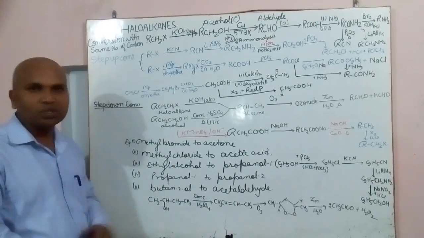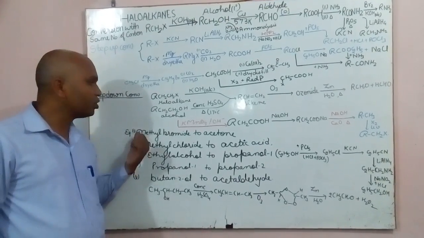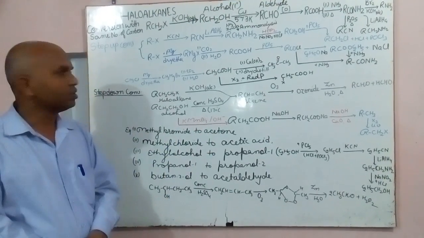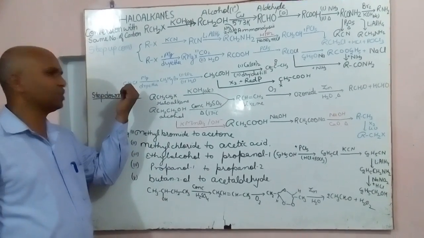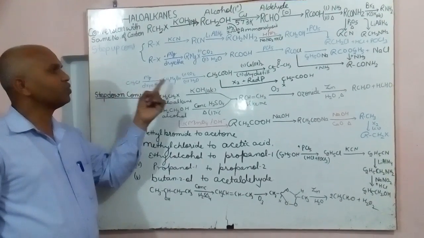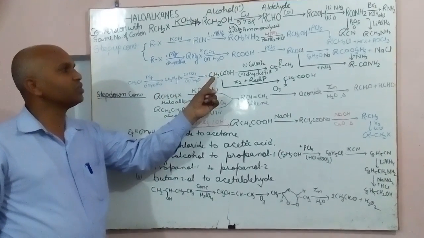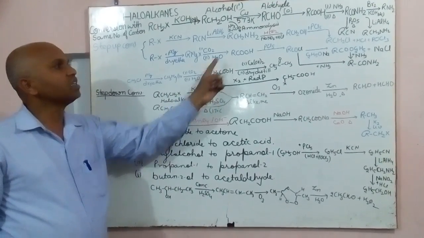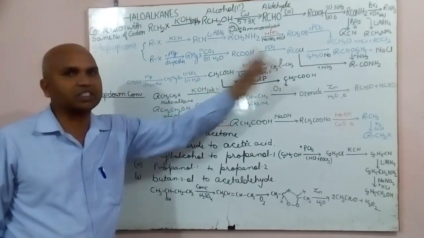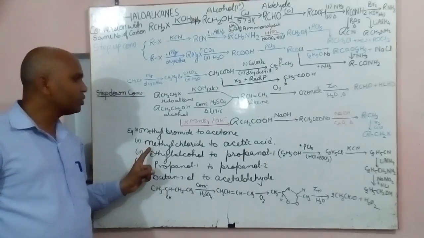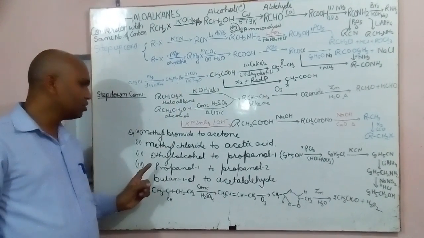Here I have taken one or two examples. Even last year in the board also this question was asked. Methyl bromide has to be converted to acetone. For that what we have to do? We can do the simplest step. It has to be converted into the Grignard reagent. Grignard reagent is converted into the carboxylic acid. Then with calcium hydroxide and dry distillation, this acetic acid will convert into the acetone. Then methyl chloride to acetic acid, the same conversion up to here.